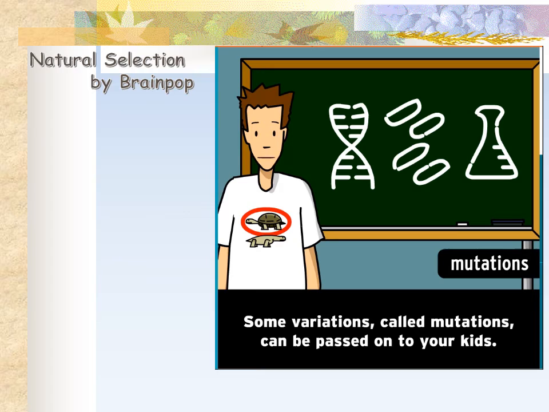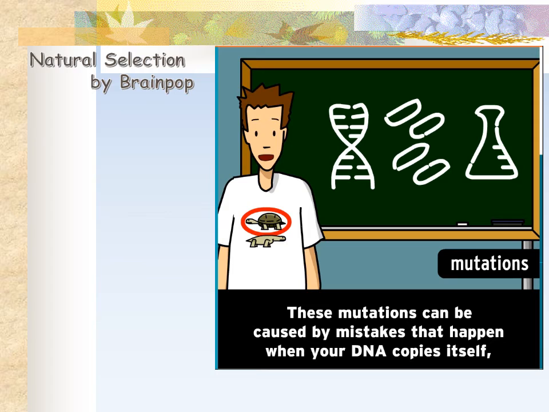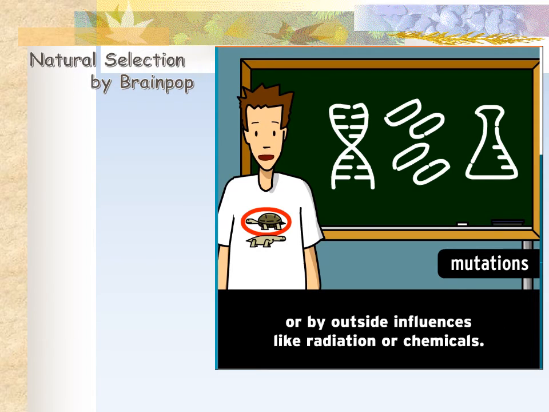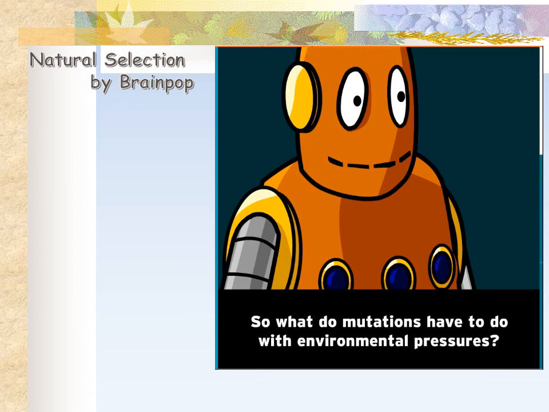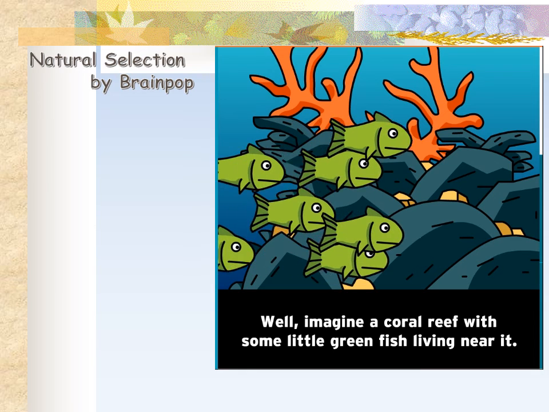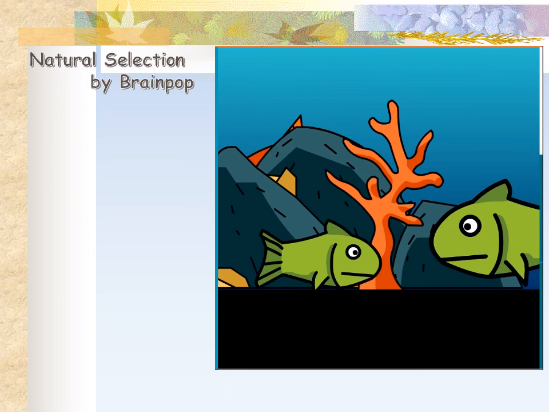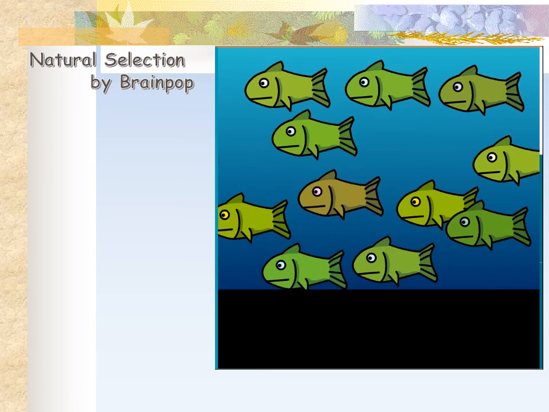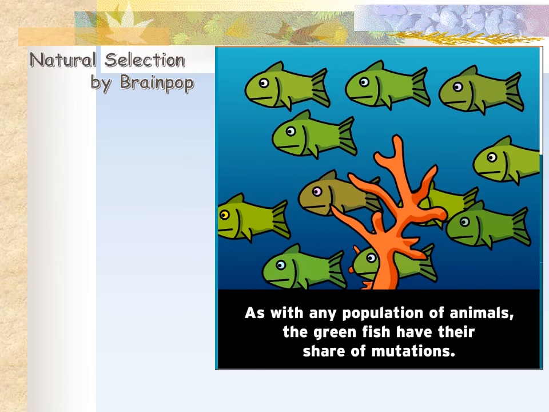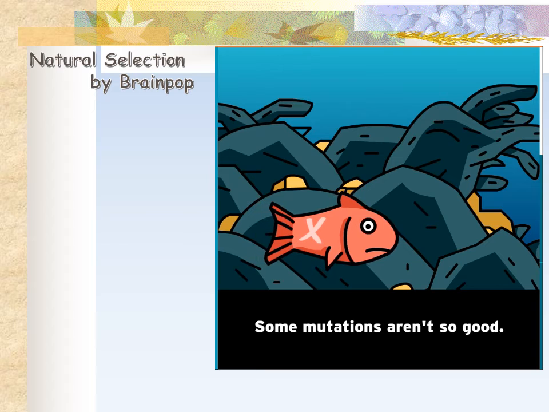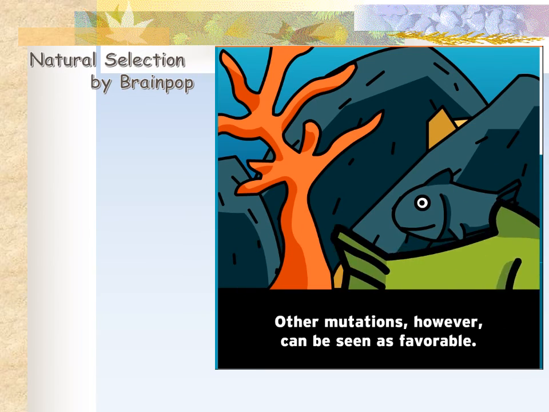Some variations, called mutations, can be passed on to your kids. These mutations can be caused by mistakes that happen when your DNA copies itself, or by outside influences like radiation or chemicals. So what do mutations have to do with environmental pressures? Well, imagine a coral reef with some little green fish living near it. There's a big fish that lives there too, and he likes to eat the little fish. As with any population of animals, the green fish have their share of mutations. Some mutations aren't so good. Other mutations, however, can be seen as favorable.